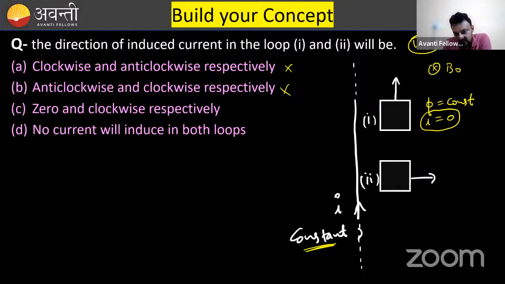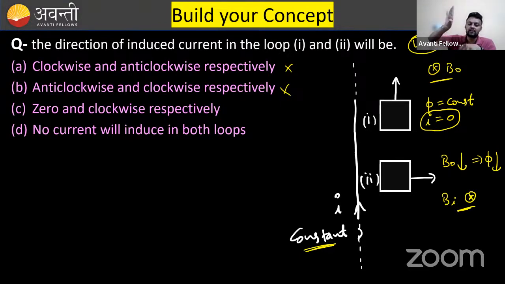Now, if I look at the second loop, it is moving away from the wire. If it is moving away from the wire, that means the field is decreasing. You can see that the original field is decreasing. That means flux is also decreasing. If flux is decreasing, it wants to increase the flux. How can it increase the flux? By creating a new field which is supporting the original field. Supporting the original field means into the plane. The original field was inward, and it has to support the original field. That means the new field should be inward.